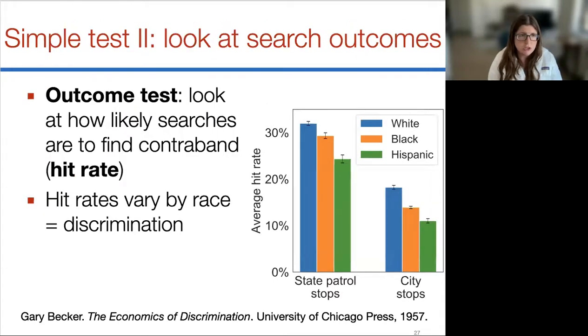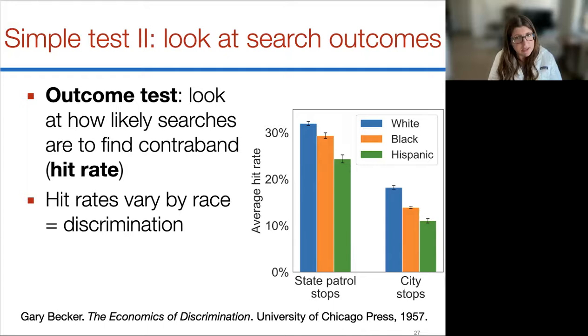So addressing this issue, which has been recognized for a long time, people have proposed what's called the outcome test, which says, don't look at how likely different groups are to be searched, look at how likely those searches are to find contraband. We call this the hit rate. And the intuition here is, look, if searches of white drivers are finding contraband 90% of the time, but searches of Black drivers are finding contraband only 50% of the time, it suggests that the police are searching white drivers only if they're really, really likely to carry contraband, but they're searching Black drivers on the basis of less evidence, suggesting discrimination. So if the hit rates vary by race, and in particular if they are lower for minority drivers, this suggests discrimination under the outcome test.